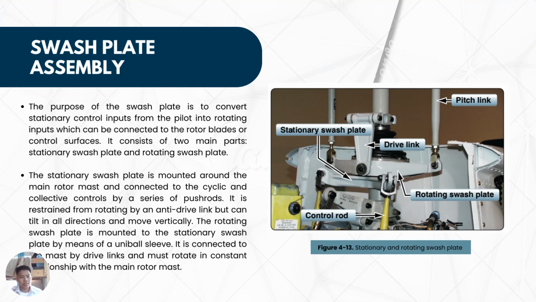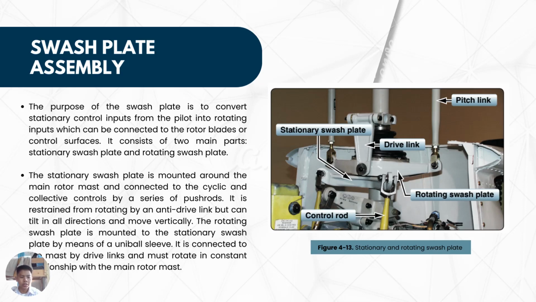So, next is the swash plate assembly. The purpose of the swash plate is to convert stationary control inputs from the pilot into rotating inputs, which can be connected to the rotor blades or control surfaces. It consists of two main parts: stationary swash plate and rotating swash plate.